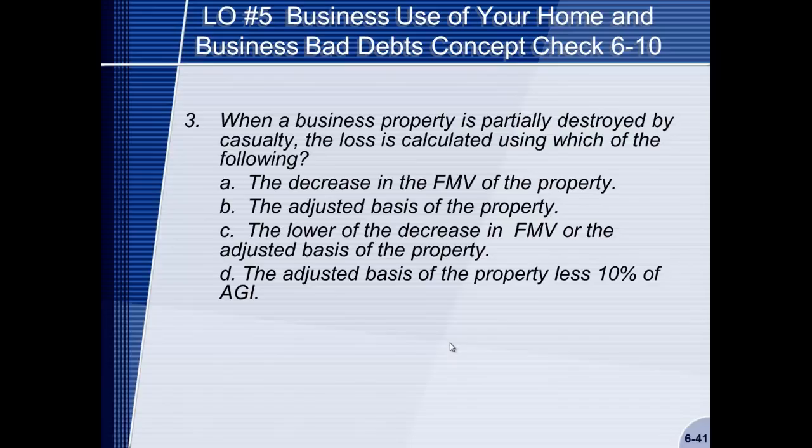When a business property is partially destroyed by a casualty, the loss is calculated by which of the following: decreasing the fair market value of the property, the adjusted basis, the lower of the decrease in fair market value or the adjusted basis, or the adjusted basis of the property less 10%. It's the lower of the decrease in fair market value or the adjusted property basis.